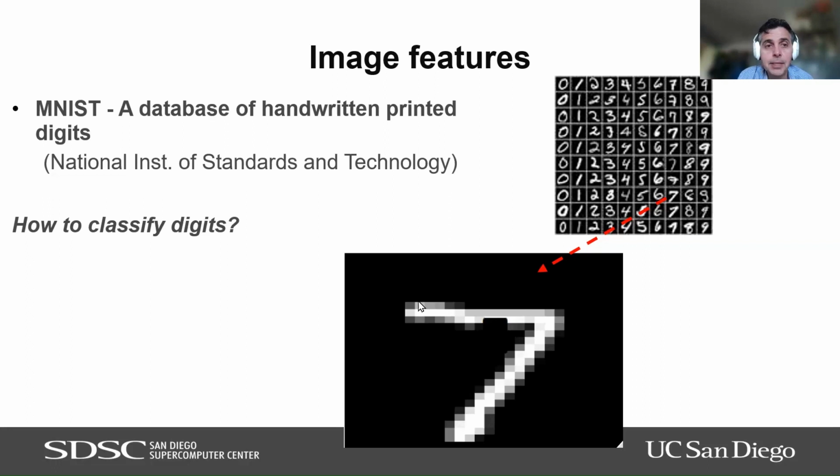Imagine we have this database called the MNIST database, and there's a bunch of handwritten digits. It comes from postal codes. It's been around a while, and people have been experimenting with this for a long time. And the issue is, how do you classify digits?